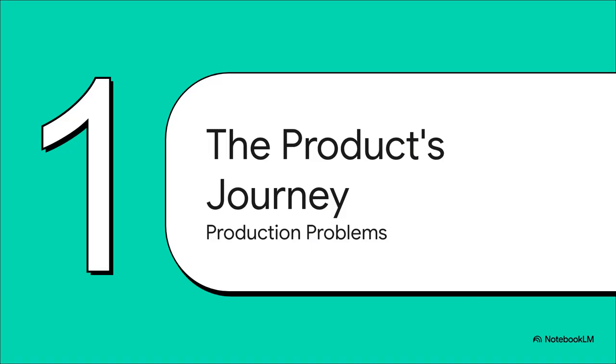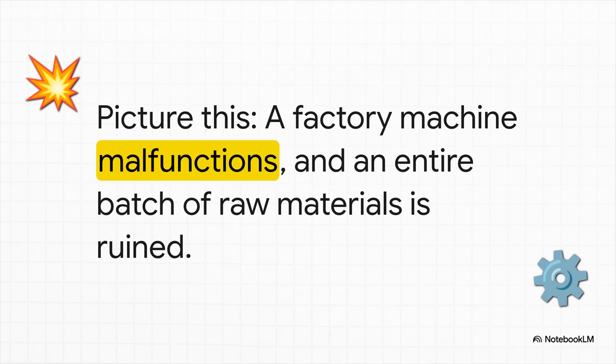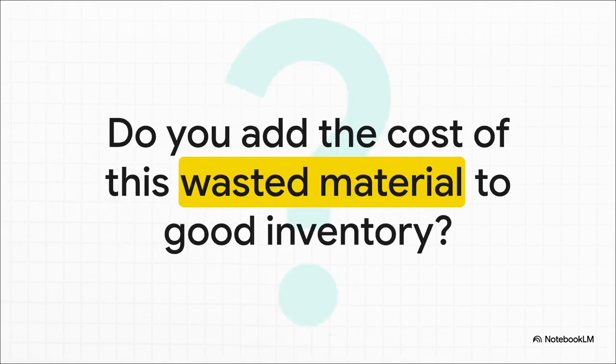All right, to make this stick in your brain for the exam, we're gonna follow a product on its little adventure. We'll start right where it's born, the factory floor. And trust me, this is where things can get messy. So picture it. You're in the factory, there's a loud clank, some sparks fly, and a giant machine just dies. And an entire batch of raw materials? Totally ruined. Useless. It's a complete disaster. Okay, here's the classic LCPA question. What do you do now?